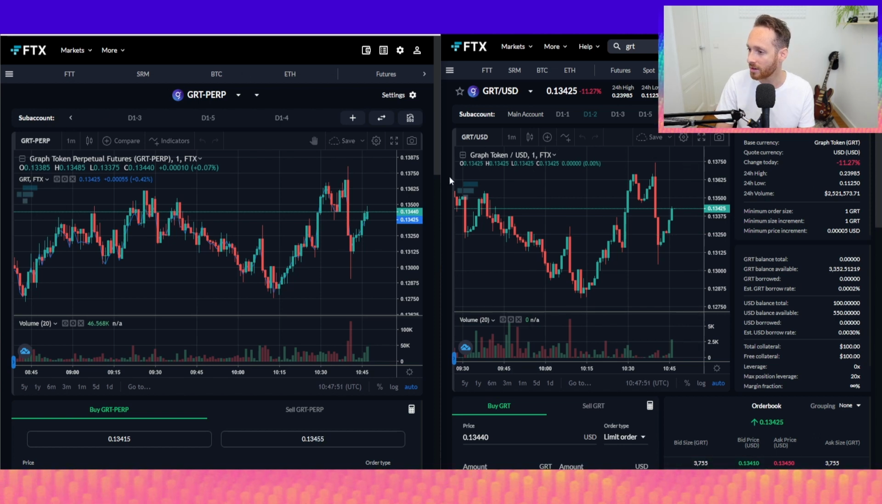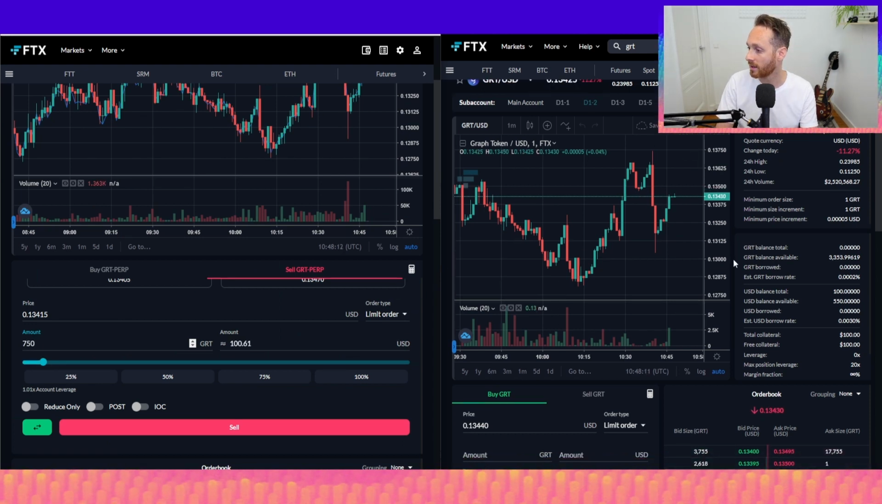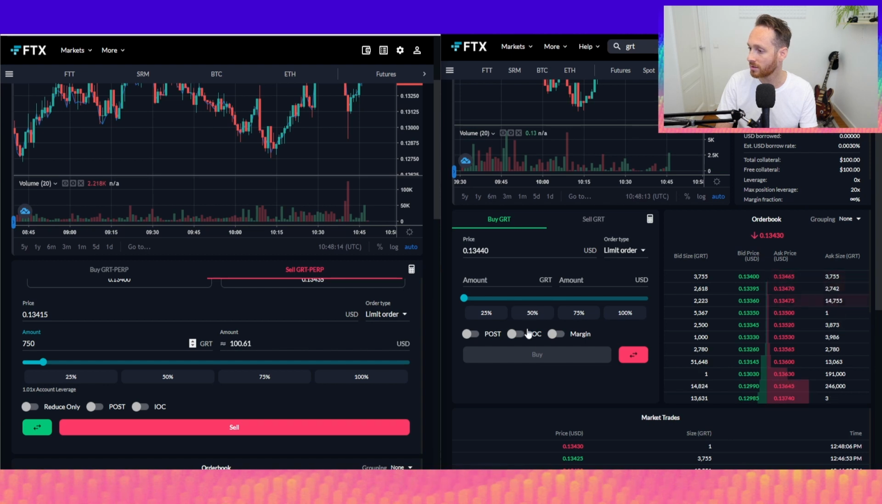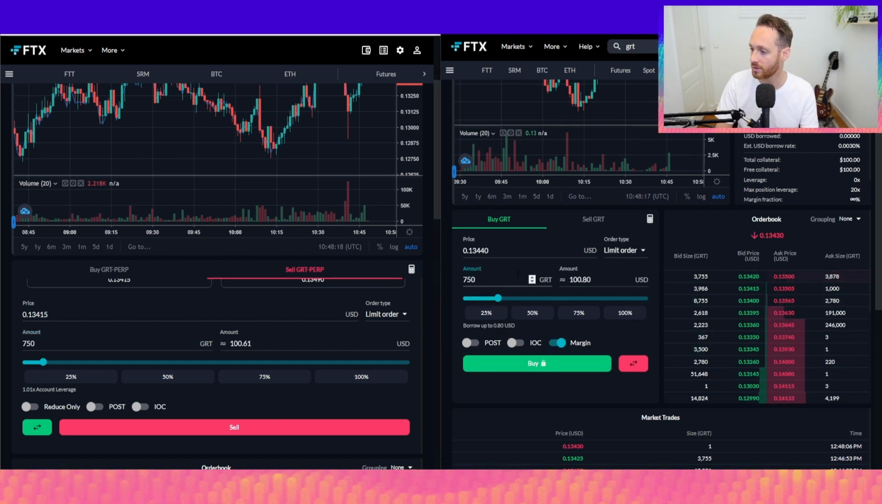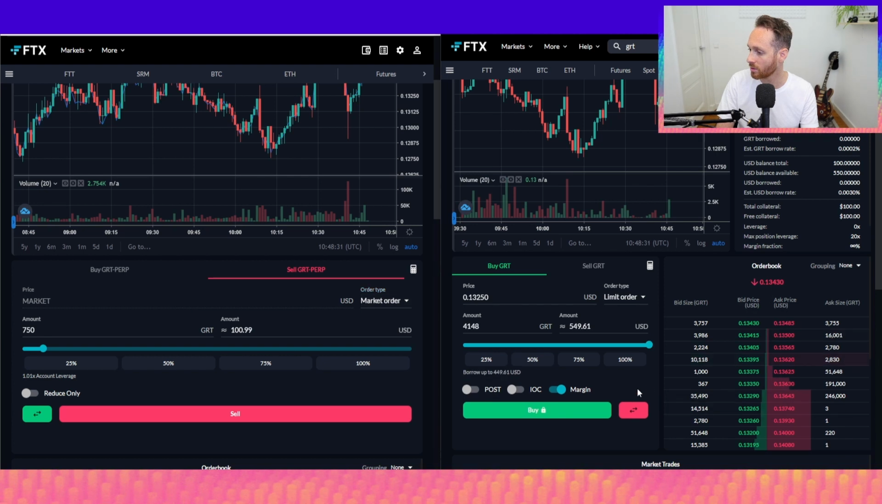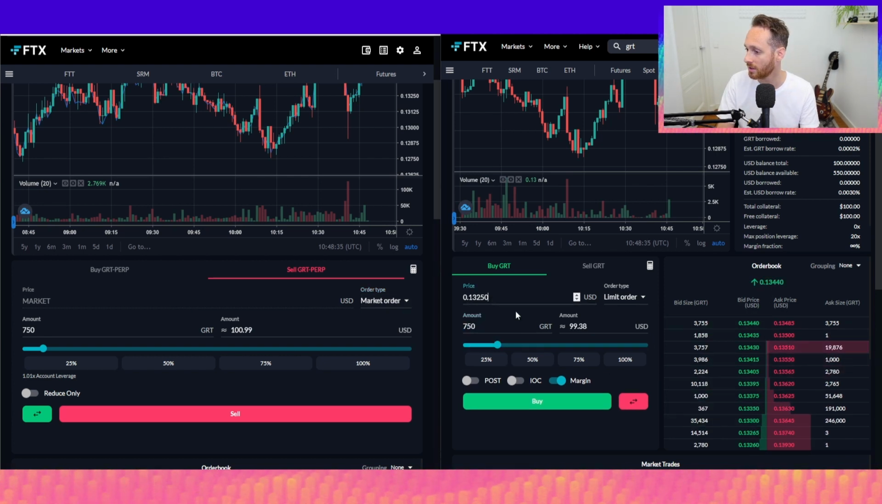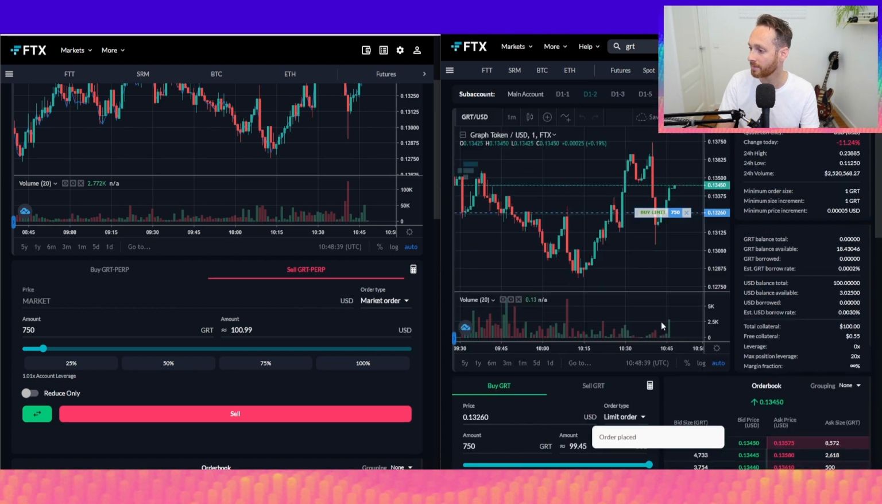Okay, so I'm going to sell the perpetual. I'll do like 750. It's around $100. And I will also buy spot on margin 750. So I'm going to click market order here. So this is all ready and ready to go. I'm going to place my limit order here for 750 at whatever this price. I'm going to hit buy.